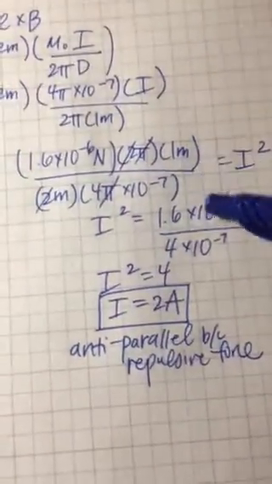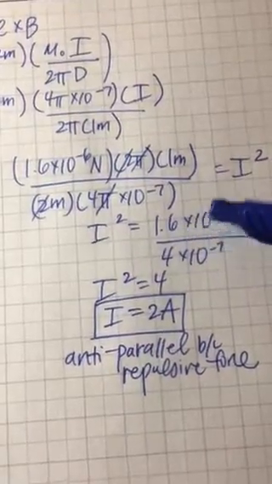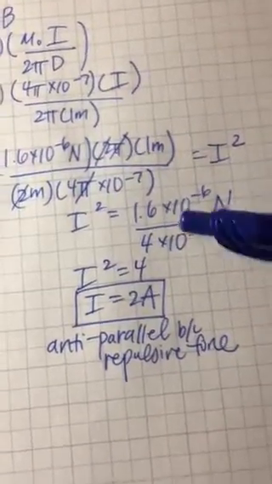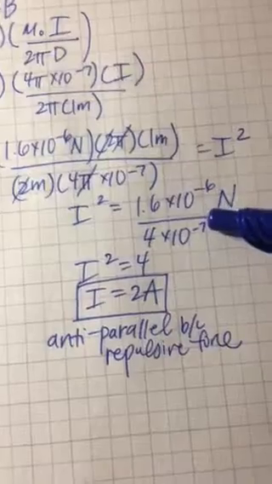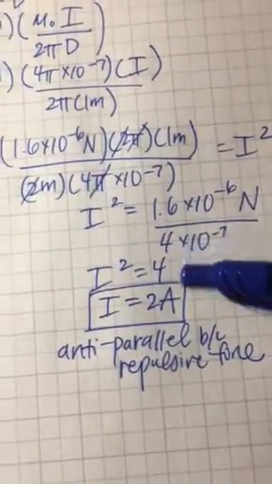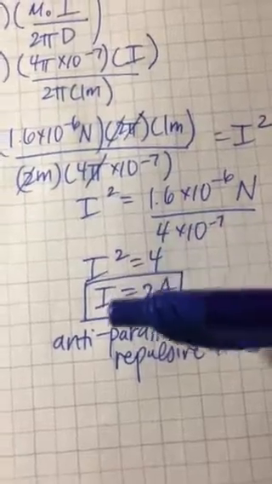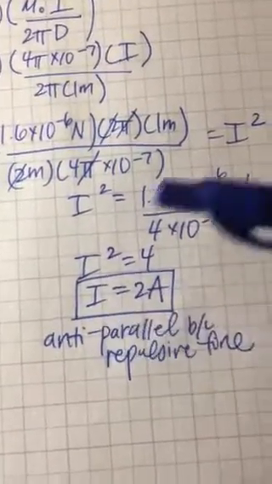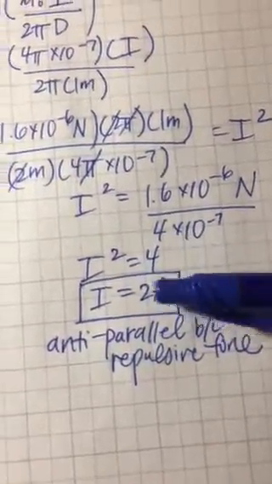And so in the end, what you'll get is I squared equals 1.6 times 10 to the negative 6 newtons over 4 times 10 to the negative 7th. And if you plug that into your calculator, you get I squared equals 4. You just square root both sides. We find that the current in both of the wires, or in either wire, is 2 amps.